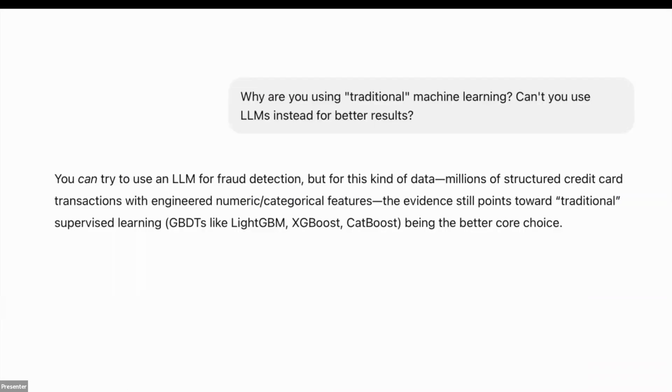Now I'm trying to press it to use itself instead of gradient boosting machines. So I'm asking, why are you using traditional machine learning? Can you just use yourself instead to get better results, since ChatGPT is so great at text? And the answer is that yes, I can, but the evidence still points toward traditional supervised learning, like gradient boosting machines, that it's a better choice for solving this kind of machine learning problems with tabular data.